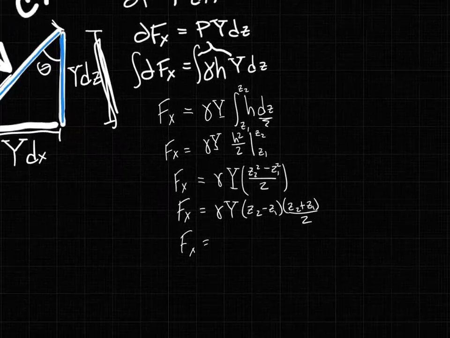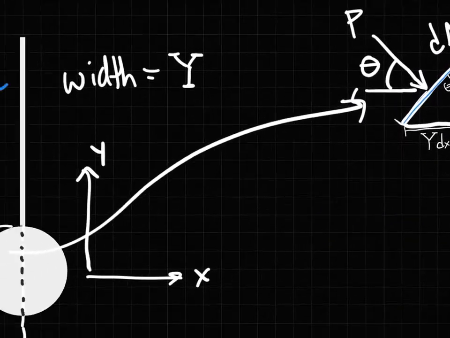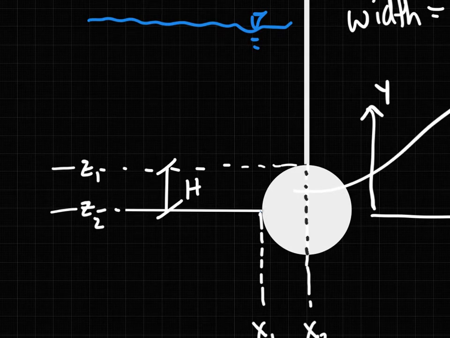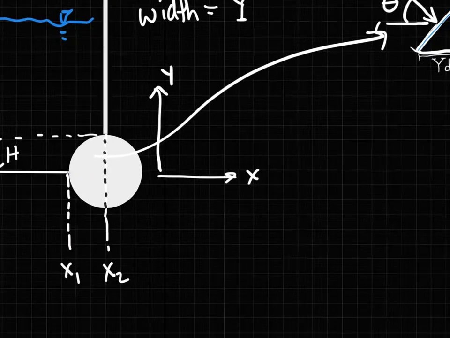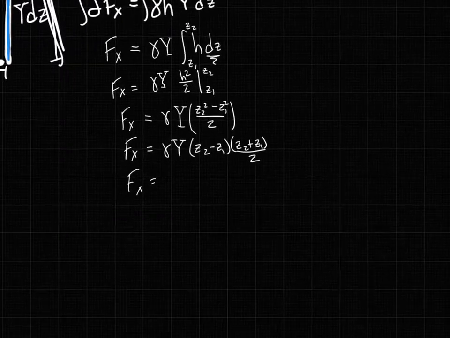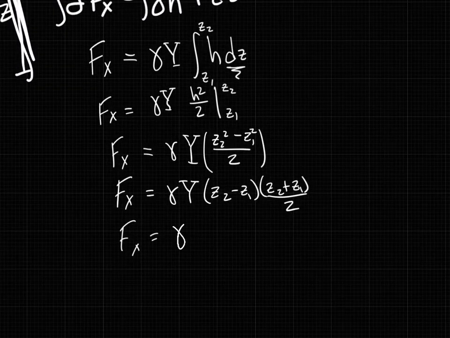What's z2 minus z1? Let's look over here. What's z2 minus z1? Yeah, we're waiting. Okay, I'm being a jerk now. Z2 minus Z1 is capital H. So that's cool. So we've got gamma, and I'm just going to leave it like this, I guess: gamma Y. Z2 minus Z1 is a capital H.